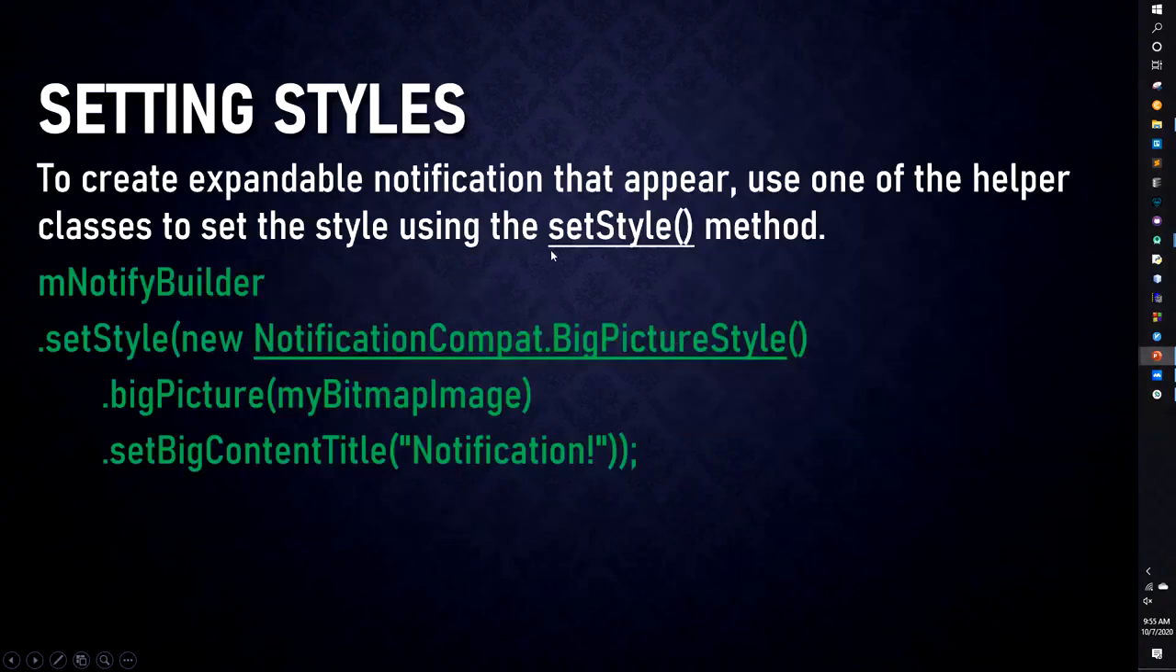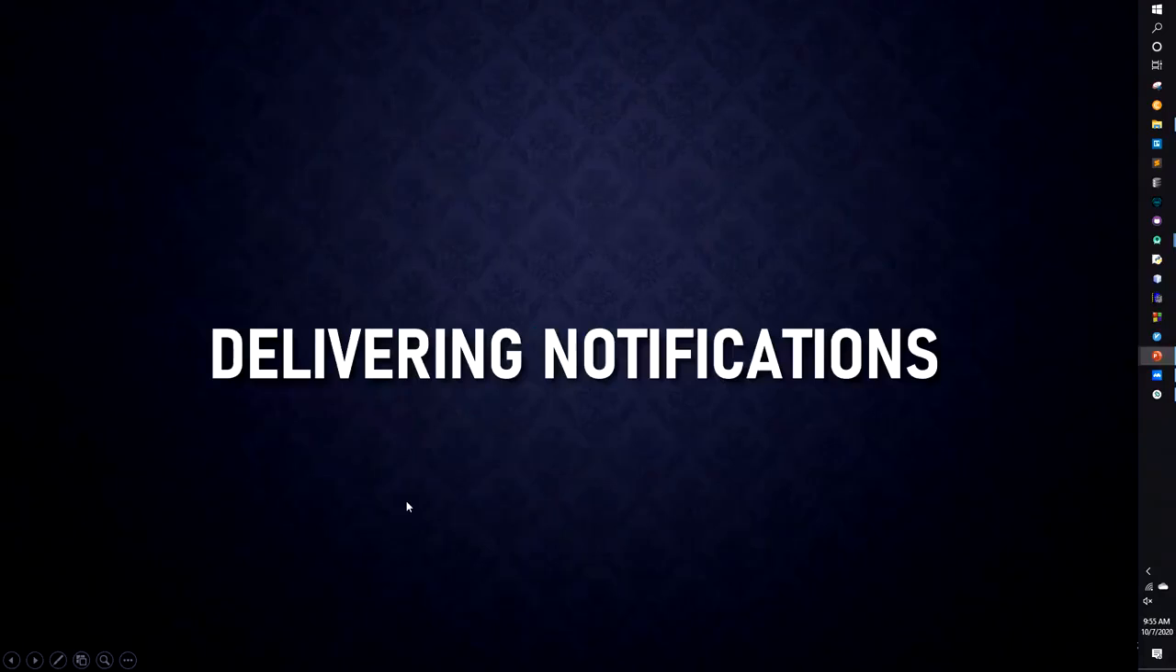So to set the style of your expandable notification, you can use the helper class we already talked about, BigPictureStyle, and you can specify the picture that you have. You can pass this object, which may be the object that contains your image, and then you pass the content title. The same way we pass the content title, here instead of setContentTitle we use setBigContentTitle.